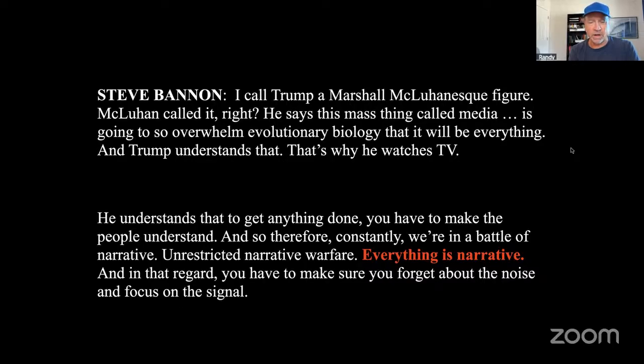And in that regard, you have to make sure you forget about the noise and focus on the signal. Well, that line right there has spun my head around the last week and a half because we've been doing this ABT stuff. I've been doing it 15 years, and I've never thought about it in terms of these two terms, the signal to noise ratio.